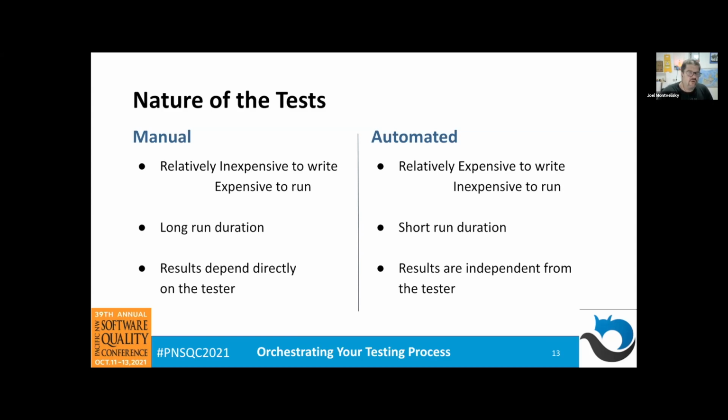The results of your manual test depend directly on the tester. If you're a good tester, if it's a good day, if your mind is clear and you're focused on your testing, you will actually find more bugs than in other circumstances. Whereas for automation, the results literally depend on clicking a button. It's not related to the person clicking that button.